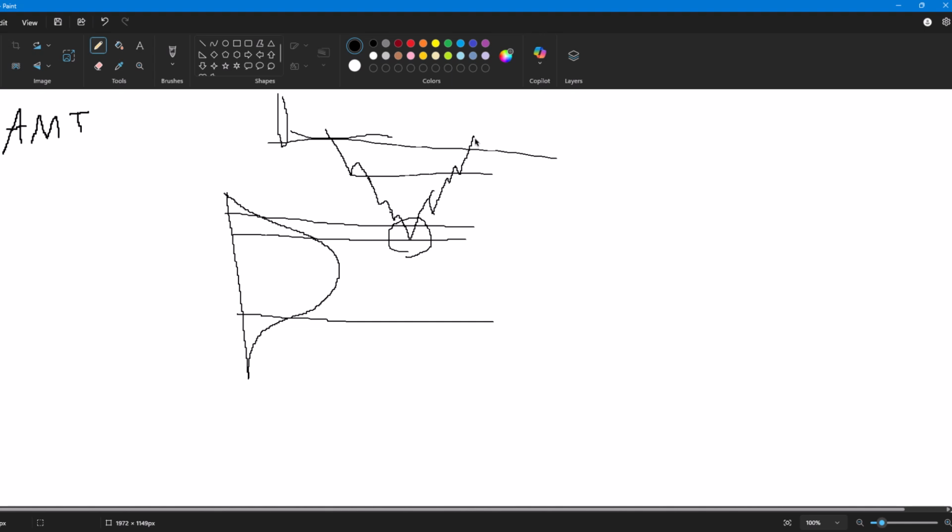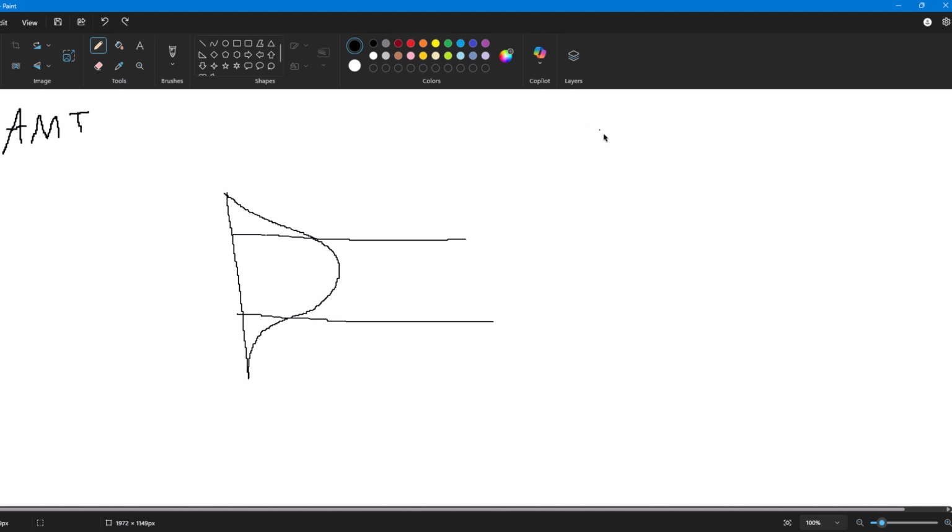Once we accept, you look for an entry here, or it just keeps going and you enter on the extreme of the balance to confirm the acceptance. Or you can find an entry at this rejection if you're really good at the DOM, or you can find an entry here or maybe at the retest, okay? But the idea is we come to a balance and we reject it, okay?